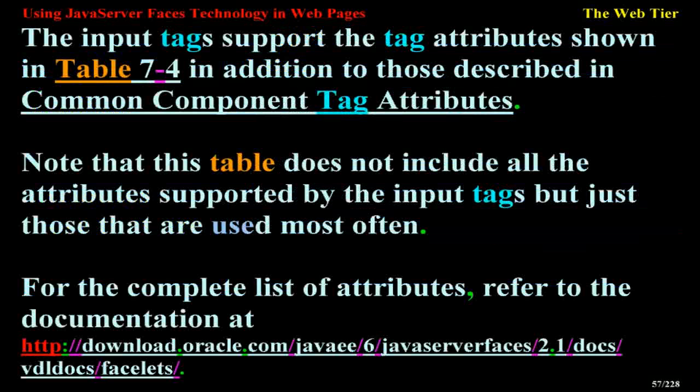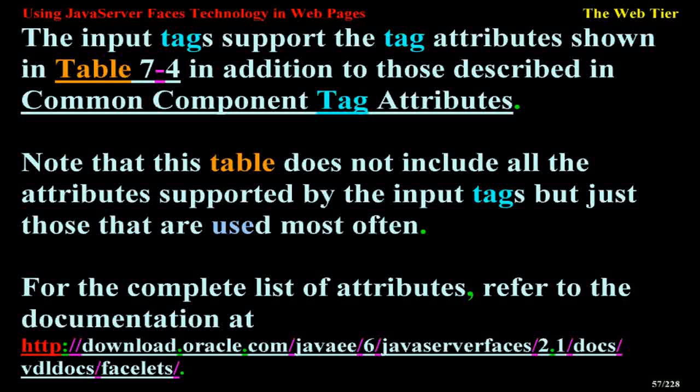The input tags support the tag attributes shown in Table 7-4 in addition to those described in Common Component Tag Attributes. Note that this table does not include all the attributes supported by the input tags but just those that are used most often. For the complete list of attributes, refer to the documentation at http://download.oracle.com/javaee/6/javaserverfaces/2.1/docs/vdldocs/facelets.